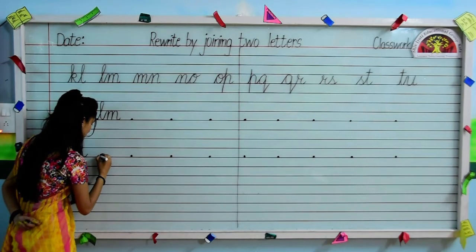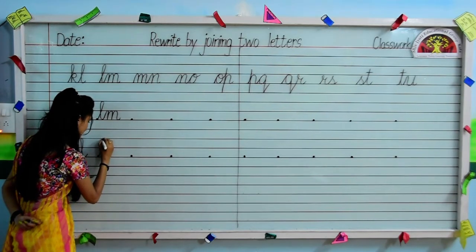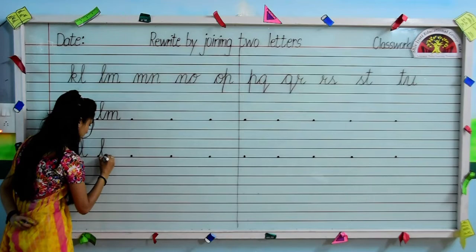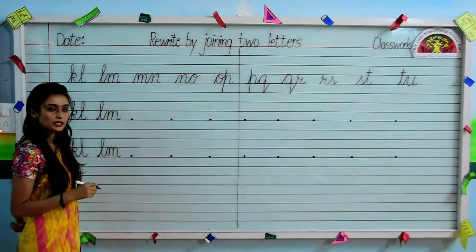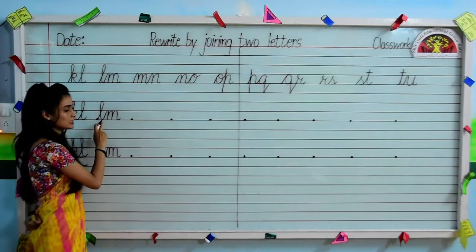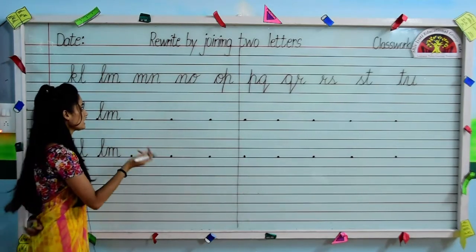Let's see once again. Firstly we will make letter L. Then from the end point of letter L we will make letter M like this. Okay kids, this way you have to make your letters L, M together. Come on the next one.